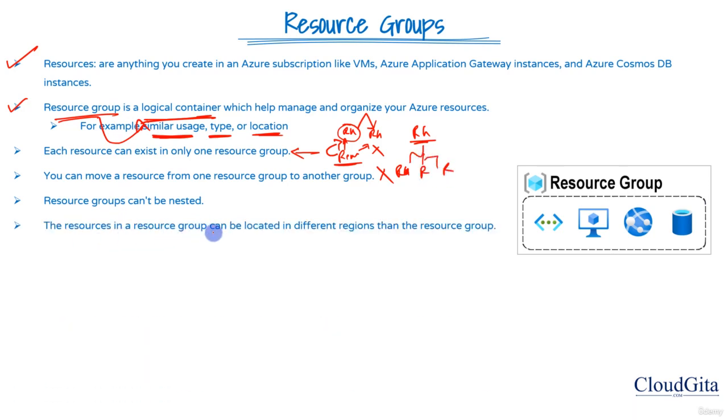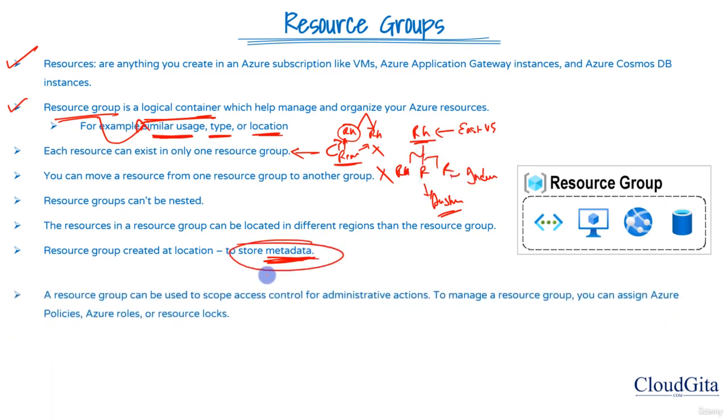And then resources in a resource group can be located in different regions. Now this is also very important. For example, the resource group you created is in, let's say, East US, and resources you may have created in India. One resource you may have created in Australia. So this is allowed. Why is this allowed and how is this allowed? Because a resource group only stores metadata, right? Physically it does not store resources. Resources can be in different regions, different geographical locations, but they can be assigned to a resource group because the resource group only stores metadata here.